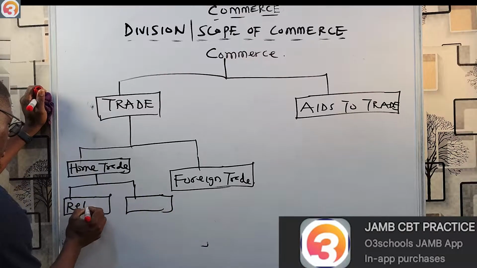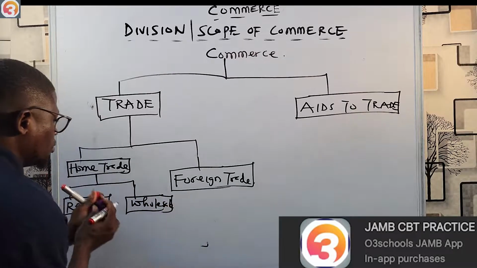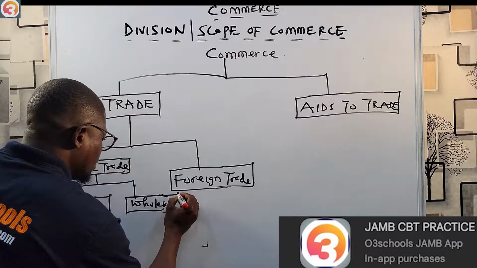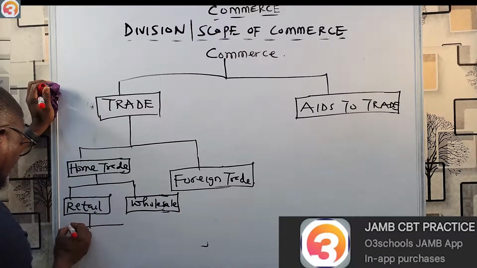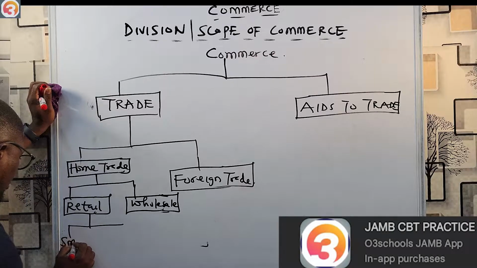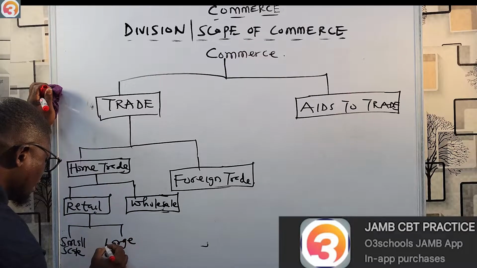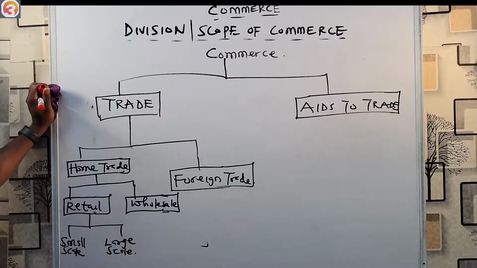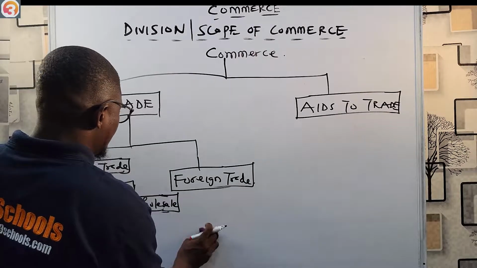Retail. Yeah, wholesale. Wholesale. Write it clearly. Then this retail is divided into two: we now have small scale retailing, then you have large scale retailing. All right, so that is what retail is divided into. Then wholesale, of course, is wholesale.